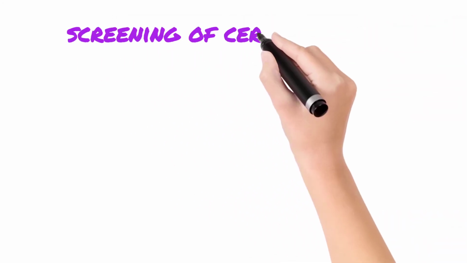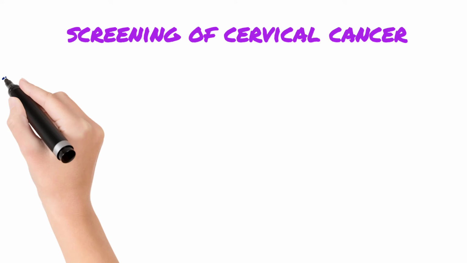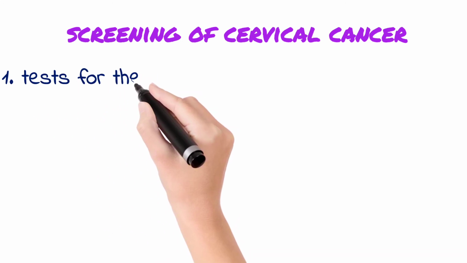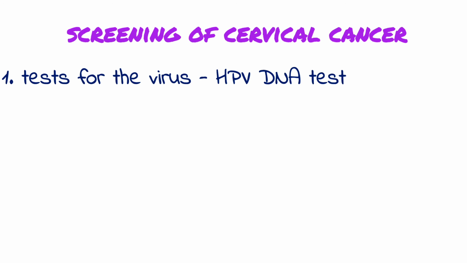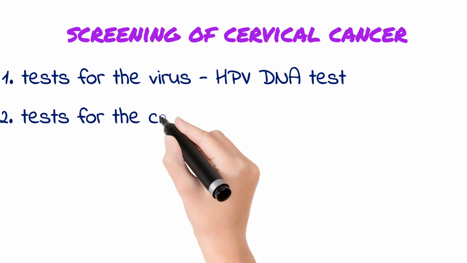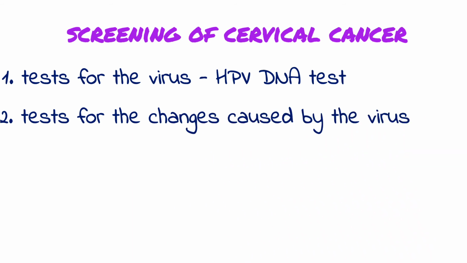As with any disease, screening is done on healthy individuals, and it is recommended that women get screened regularly from their second decade of life onwards. Various methods of screening do exist. One method is to test for the virus itself. Another method is to look for the changes the virus makes to the body cells.